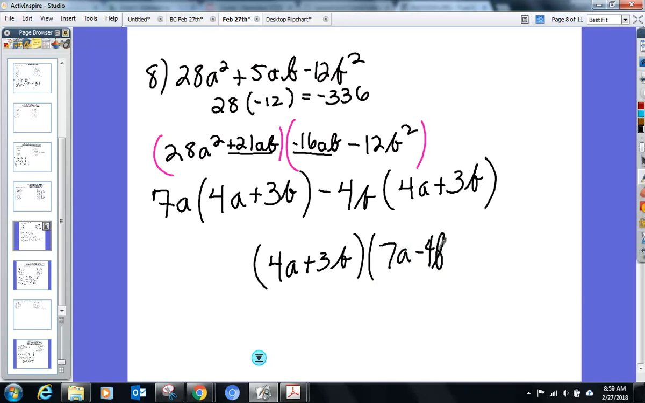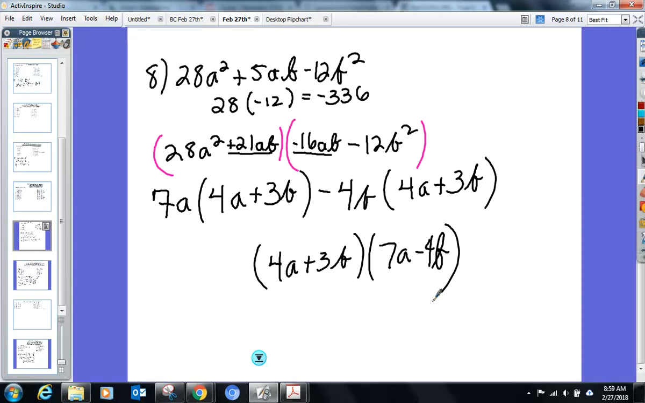Does it matter what order you put them in, which one goes first? What, up here? No, finally, when you put the 7a, 4b. Like if that was 7a minus 4b? Yeah, it doesn't matter, just as long as these two are together, these two are together. All right, thanks, everybody.